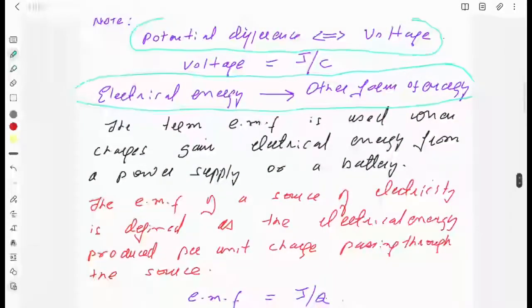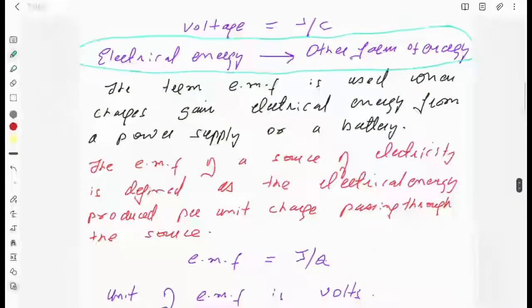There is another important term connected to this, that is EMF. The term EMF is used when charges gain electrical energy from a power supply or a battery. Definition of EMF is electrical energy produced per unit charge passing through the source.